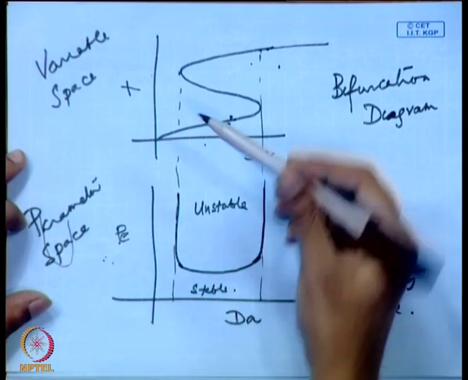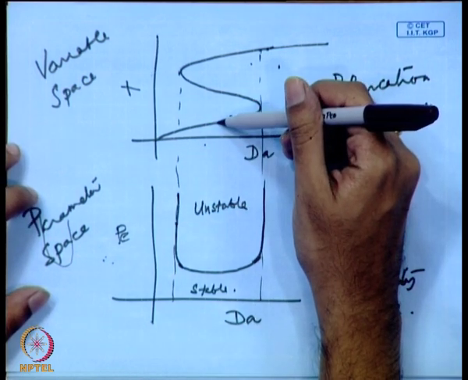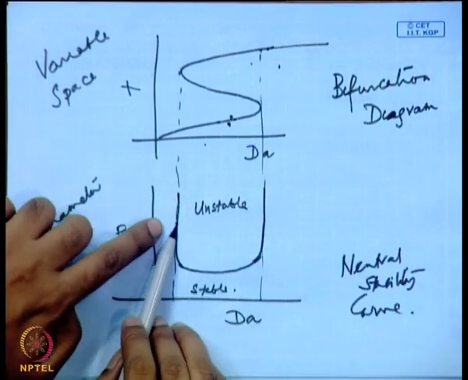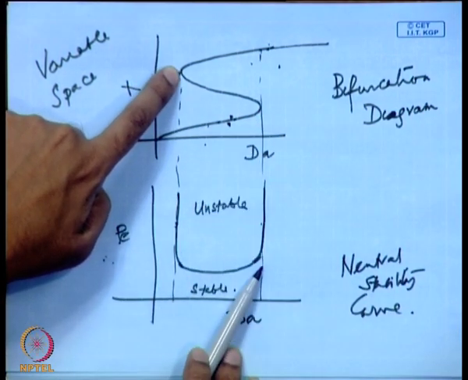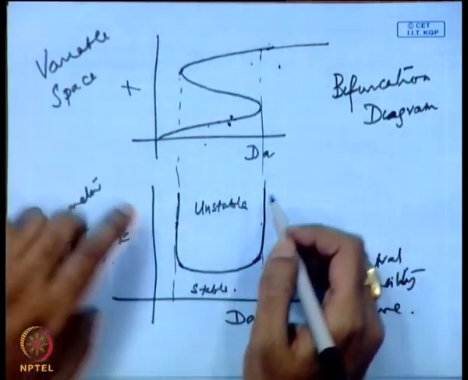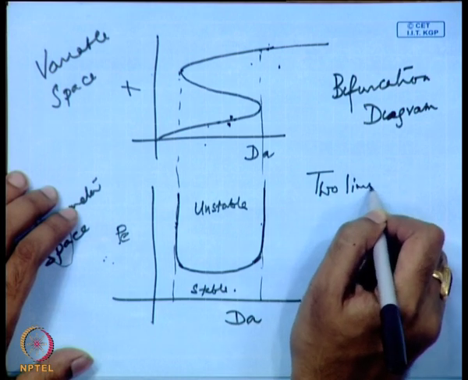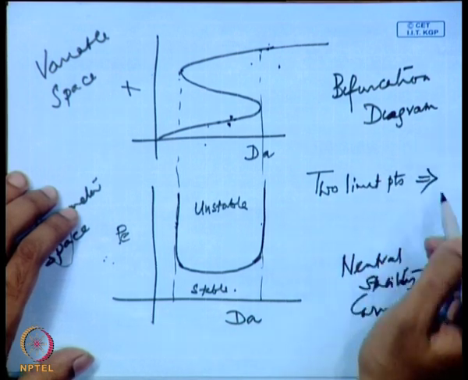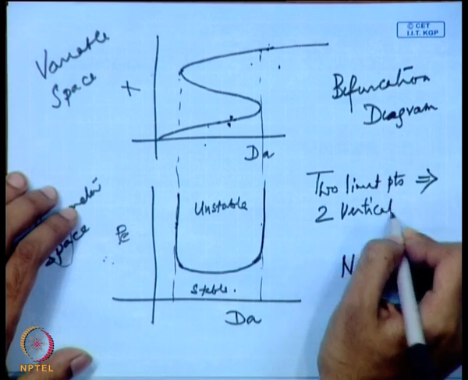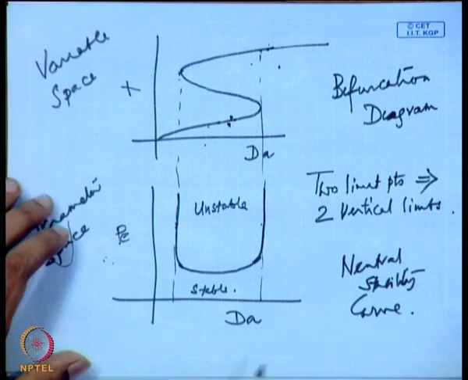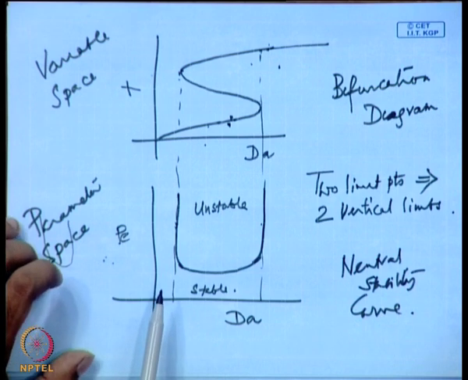Okay. So, this branch corresponds to this, this branch over here corresponds to this, and the middle branch corresponds to this. So, the two limit points correspond to the two vertical limbs. Please remember this always. The two limit points correspond to the two vertical limbs of the neutral stability curve.